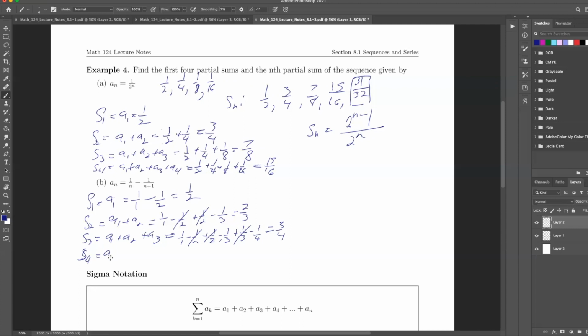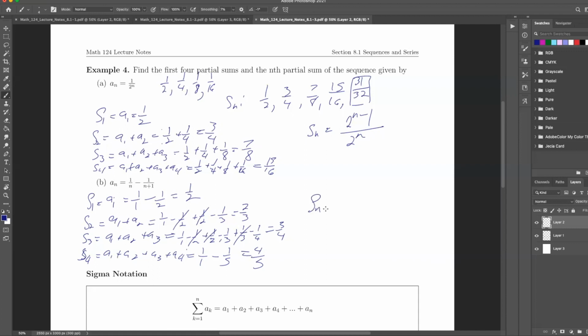S4 is going to be A1 plus A2 plus A3 plus A4. But now we kind of see the song and dance. It'll be 1 over 1 minus 1 over 5 because everything else will cancel. And so what do I get here? I get 4/5.